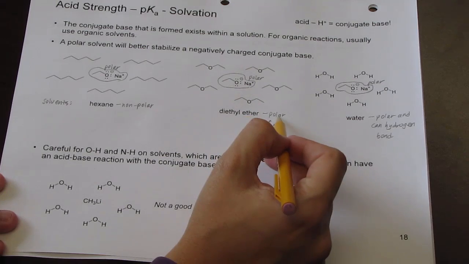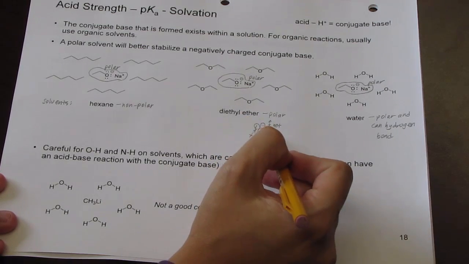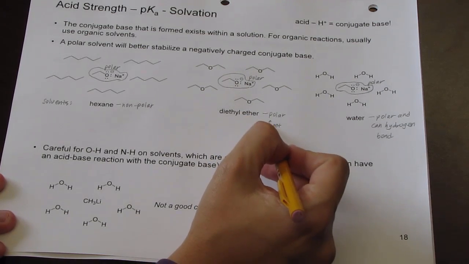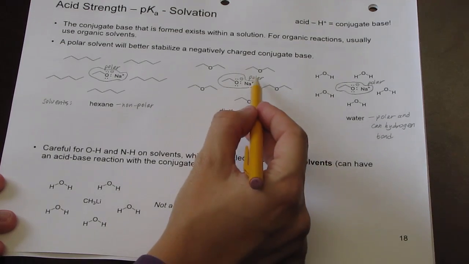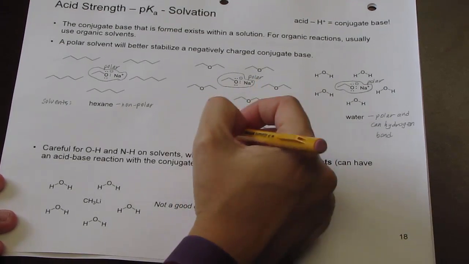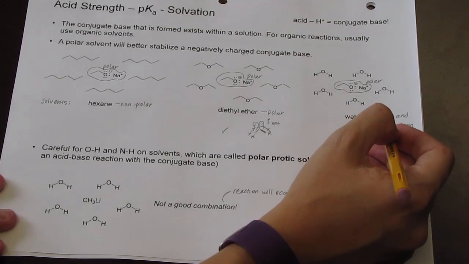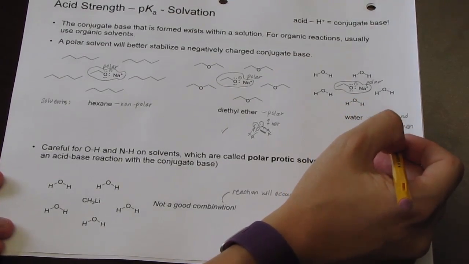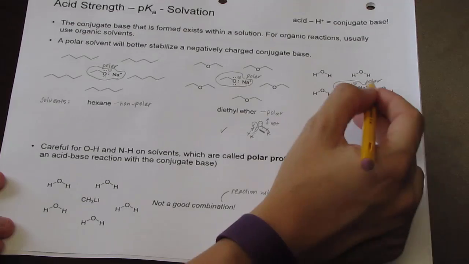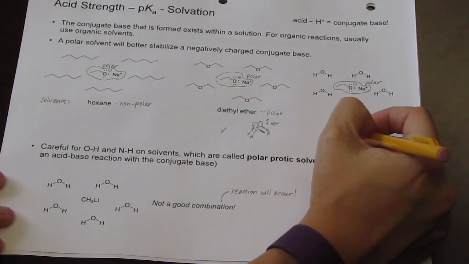Diethyl ether, on the other hand, is polar. Remember, ethers are polar because they have a net dipole. Okay, so we have a polar-polar match, and this is a good situation. In this case, water is also polar, and it can hydrogen bond. And so again, we have a polar-polar match, which is good.